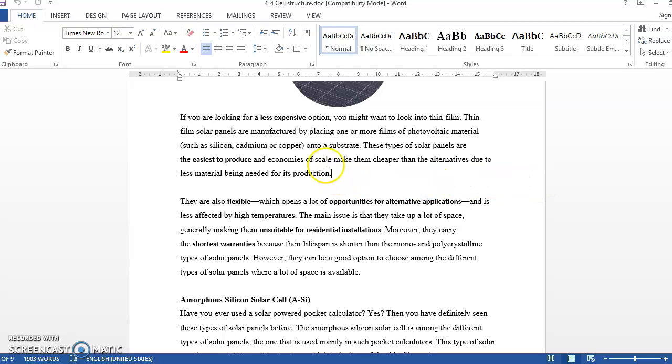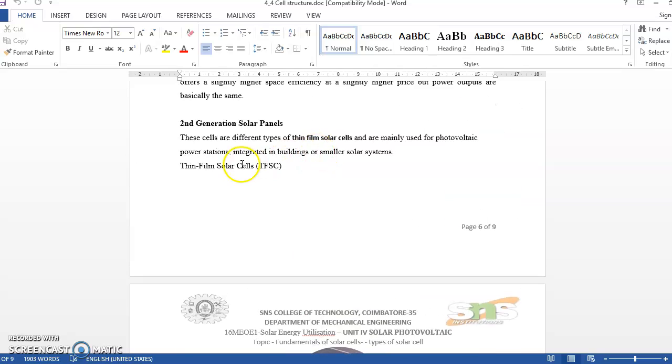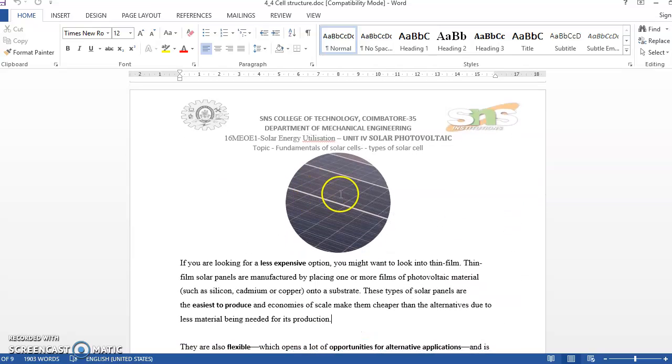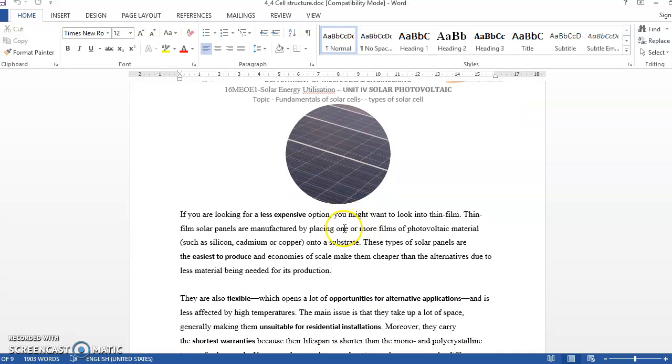Here, because of the nature of the thin film solar collector itself, since it is very thin and slim, it does not get affected by temperature. So most people nowadays use this panel as a primary one. The materials are silicon, cadmium or copper compounds. This type of solar panel is the easiest to produce and economical at scale, making them cheaper than the alternative, as we have seen.